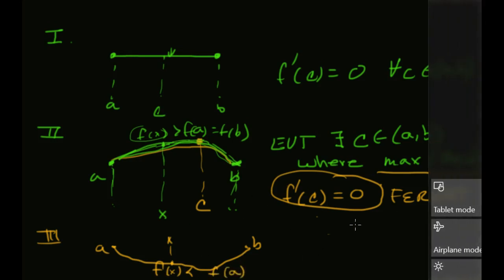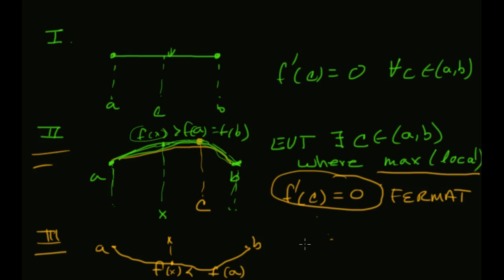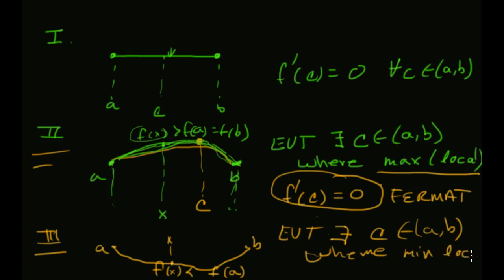That works exactly the same as case 2, but instead of having a local max by EVT, there exists C where A and B, where we have a local min, and if I have a local min, also by Fermat, that thing has to have a derivative of 0.